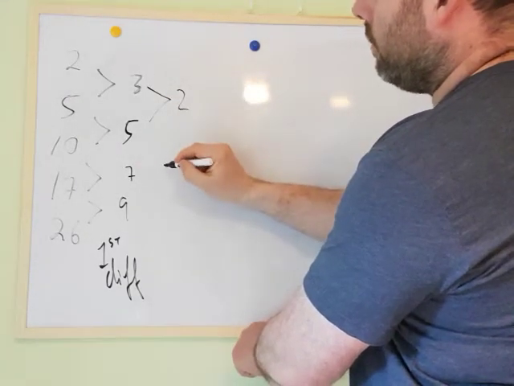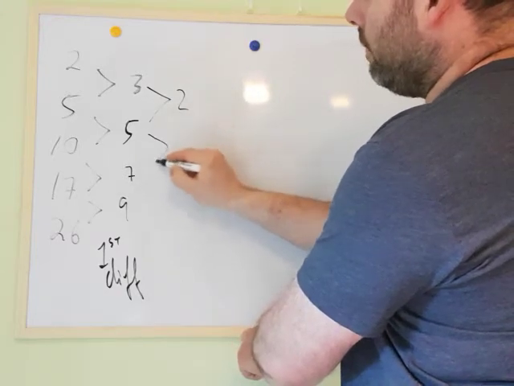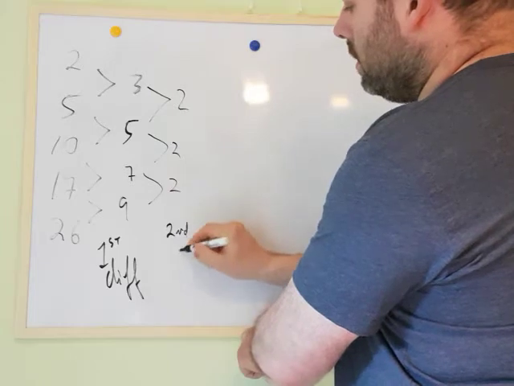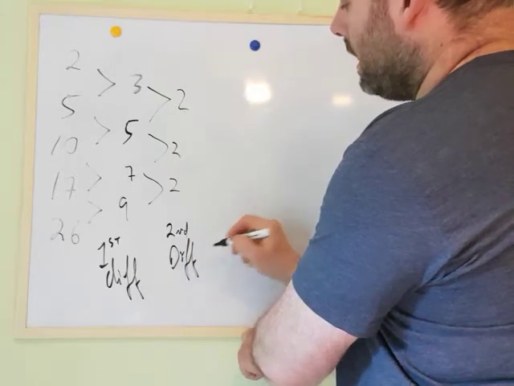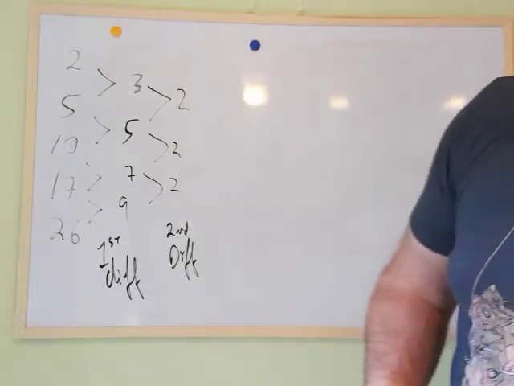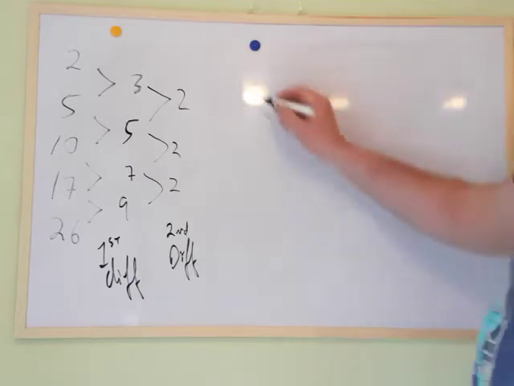5 and 3 is 2. 7 and 5 is 2. 9 and 7 is 2. So this is what we call our second difference. And in this case here, we can see that the second difference of our pattern is the same.